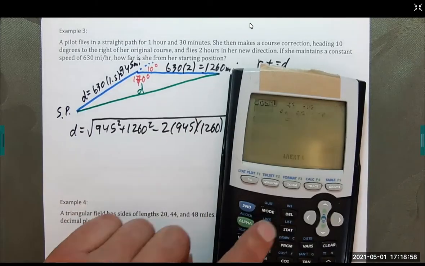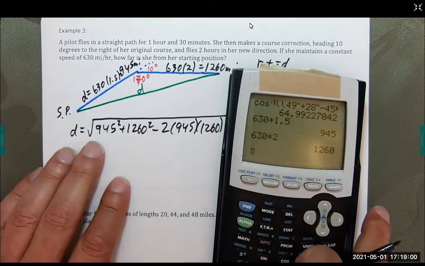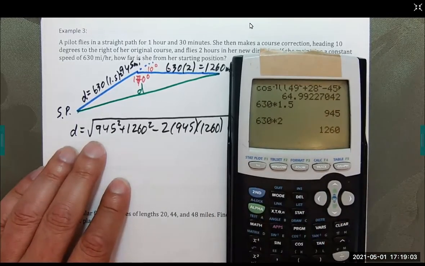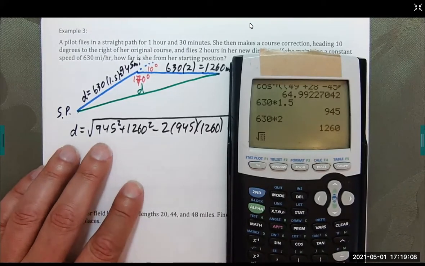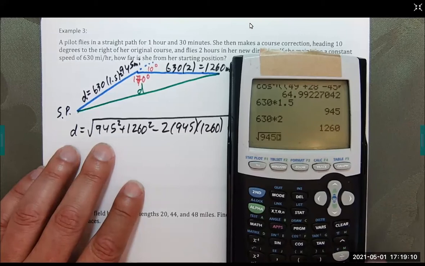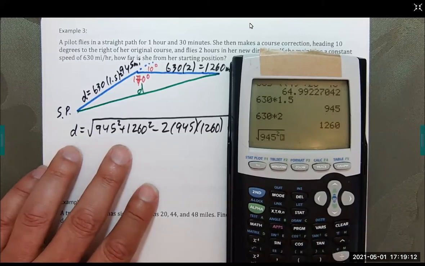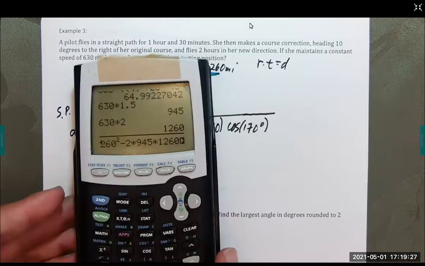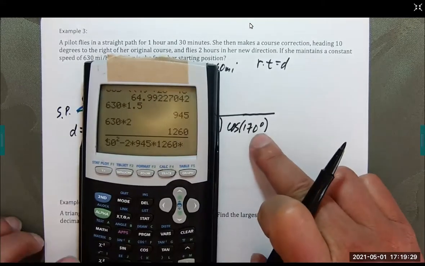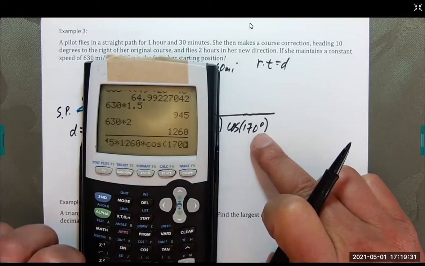I'm going to quickly double check that I'm in degree mode. And here we go. Again, you may need to break this up into smaller pieces. My calculator lets me do it all in one piece. So this is 945 squared plus 1,260 squared minus 2 times 945 times 1,260 times the cosine of 170 degrees. Here we go.